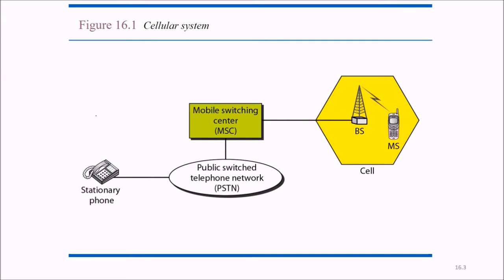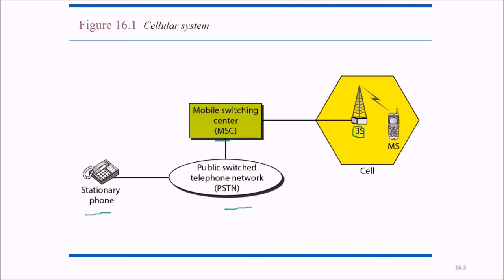This is a typical cellular system. The stationary phone is connected to your PSTN, that is the public switched telephone network. This is connected to your MSC, that is the mobile switching center. And this mobile switching center is connected to your base station.